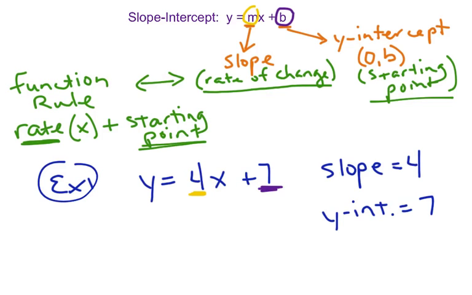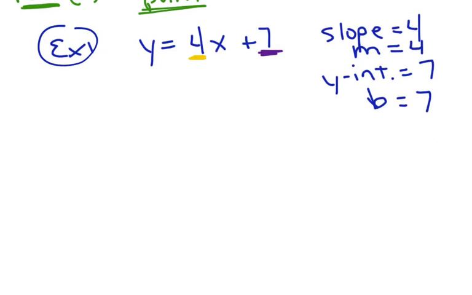Now, from here on out, when we're asking for slope, you're going to see m equals blank, because we now know that that is the variable that we're going to use in this form. And b equals blank is going to be asking for the y-intercept. Okay? Alright, so let's try one.